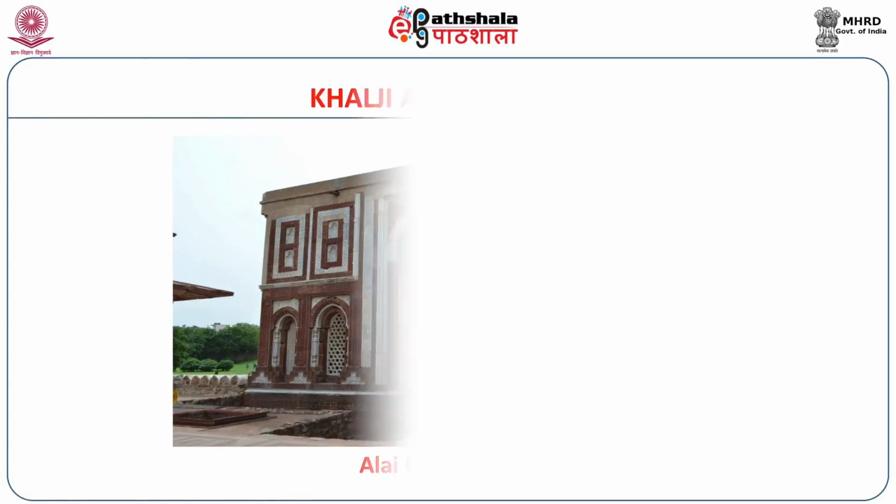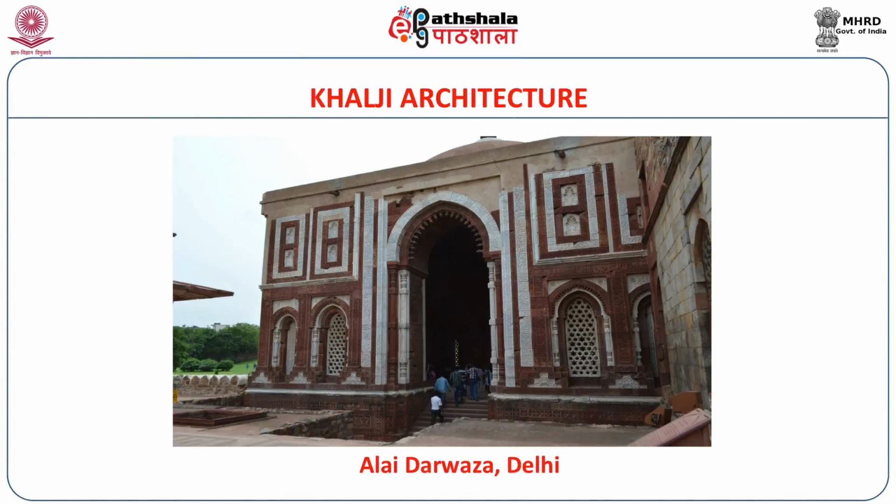Now moving to the next period, that is the Khalji period, and we can discuss the architecture developed during this period as Khalji architecture. And we, of course, will talk about Alauddin Khalji, the great Sultan of this period. The first photograph that we have seen is the photo of Alai Darwaza.